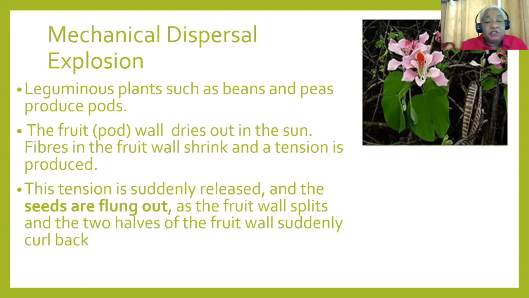Then we have mechanical dispersion. You have leguminous seeds such as peas and beans, and this flower here is the poor man's orchid, and you can see that the pod has burst and scattered the seeds. What happens is the pod wall is dried out in the sun, so the fibers of the fruit wall shrink, and you get this tension. And when the tension is released, the seeds are flung out as the fruit wall splits, and the two halves of the fruit wall suddenly curl back, flinging out the seeds.